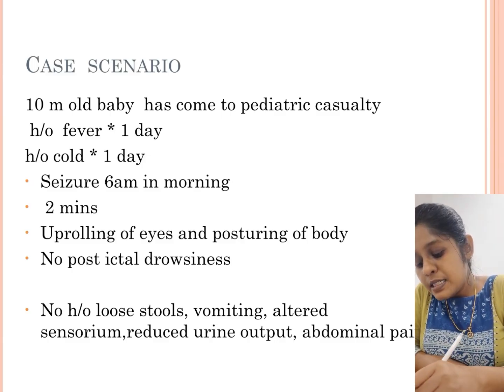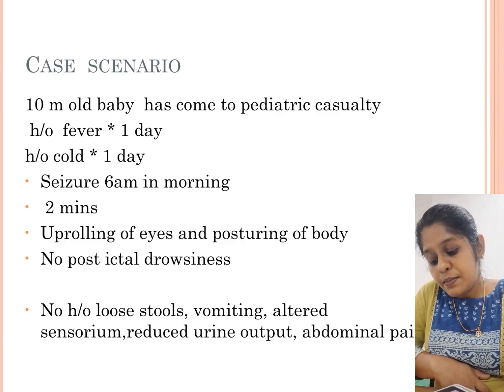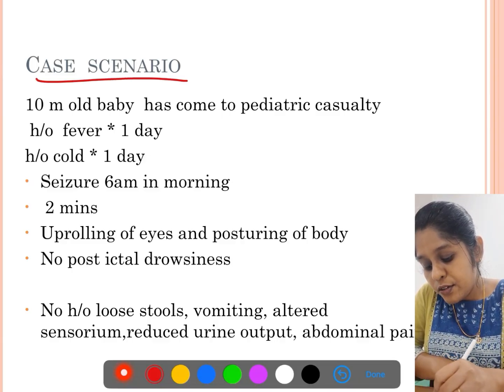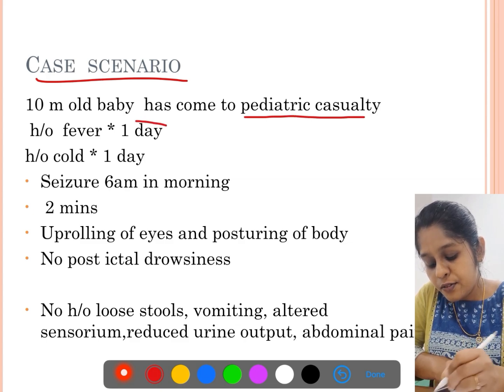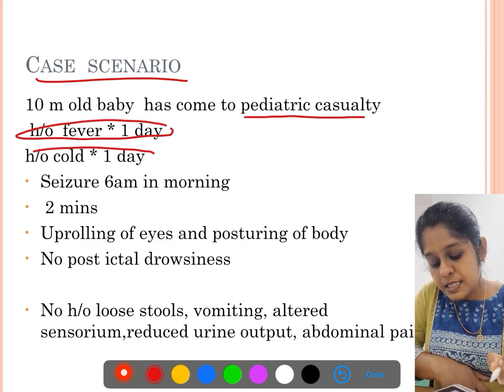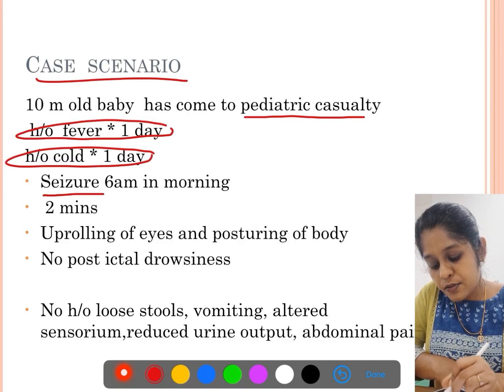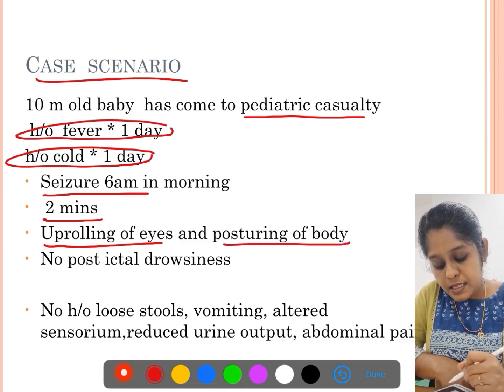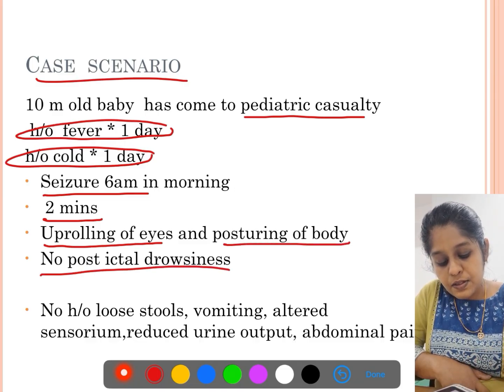So coming to a case scenario, we have a 10-month-old baby who has come to the pediatric casualty with a history of 1 day of fever, a history of cold for 1 day, and a seizure at 6 a.m. in the morning which lasted for 2 minutes with uprolling of eyes, posturing of the body, and no postictal drowsiness. There are no associated complaints with the fever.